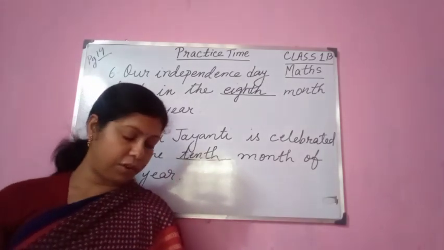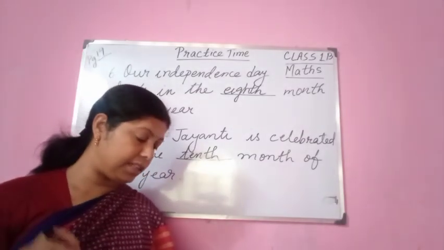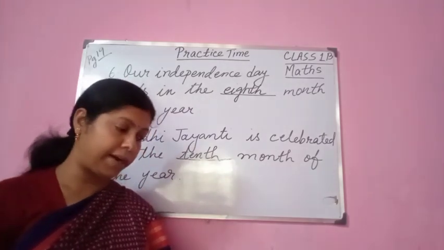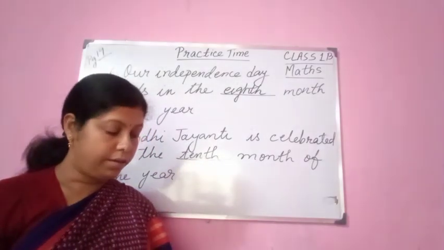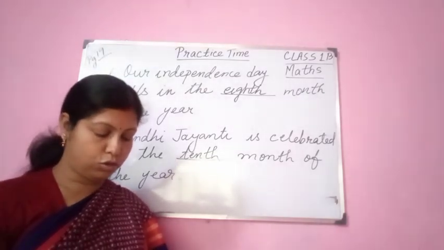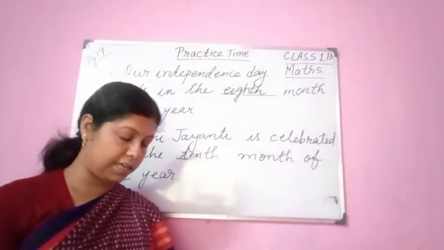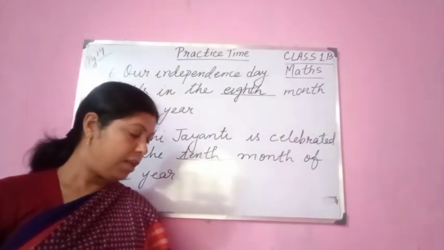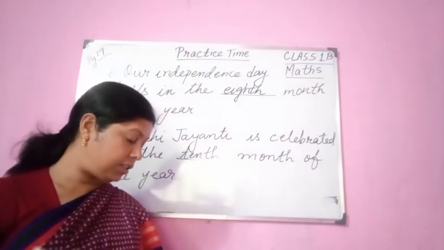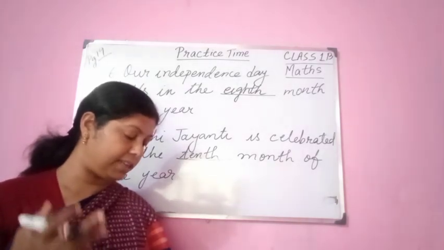Our Independence Day falls in the 8th month of the year. Gandhi Jayanti is celebrated in the 10th month of the year. In this way you have to practice, students. Please practice. So we have completed ordinal numbers lesson 2. Once again I am telling you, you have to learn the spellings from 1st to 10th. 1st, 2nd, 3rd, 4th, 5th, 6th, 7th, 8th, 9th, 10th.